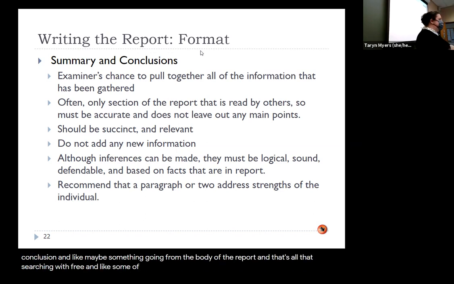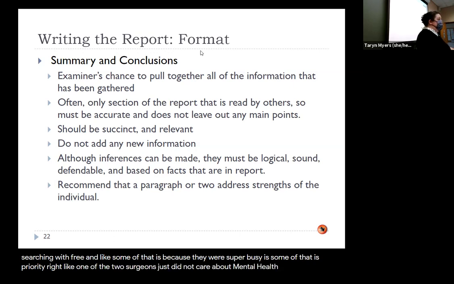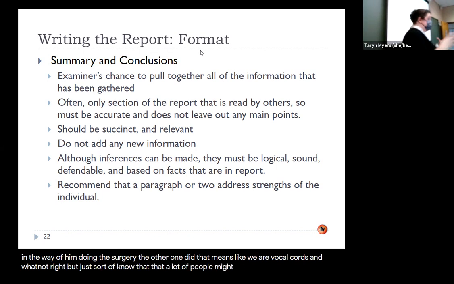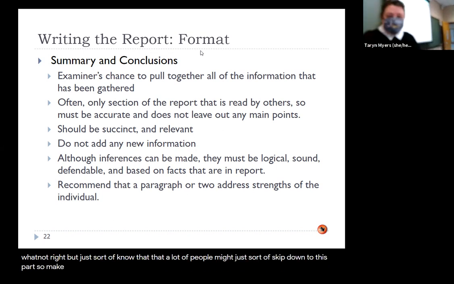Some of that is because they were super busy, and some of that is priority, right? One of the 2 surgeons just did not care about mental health issues unless it got in the way of him doing the surgery. The other one did, and would read our whole report and whatnot, right? But just know that a lot of people might just skip down to this part. So make this really important.